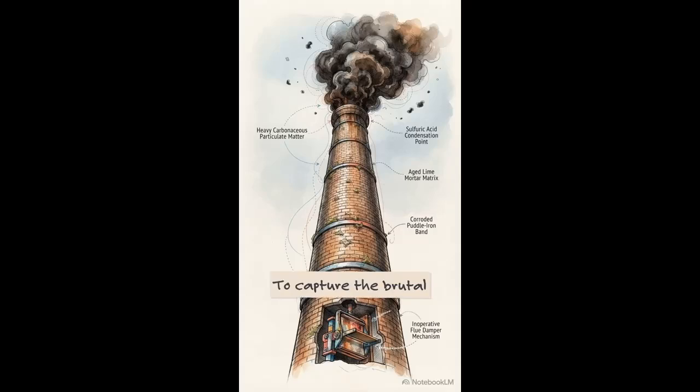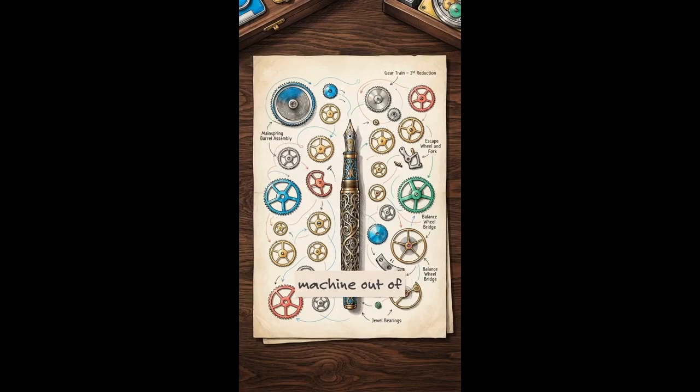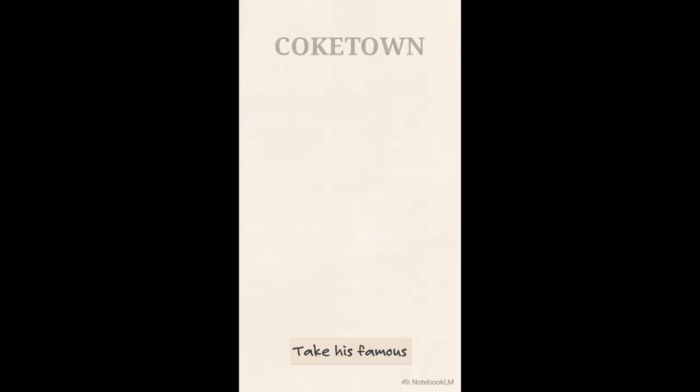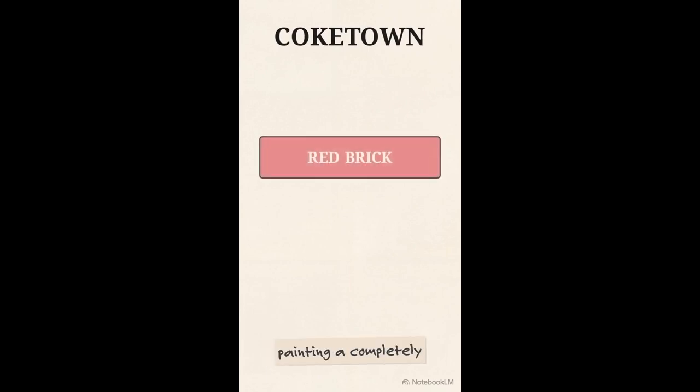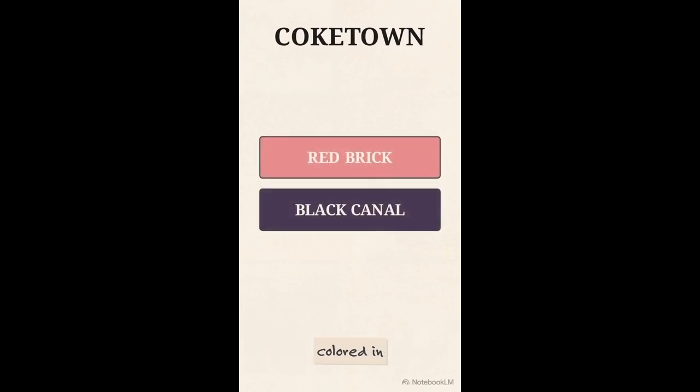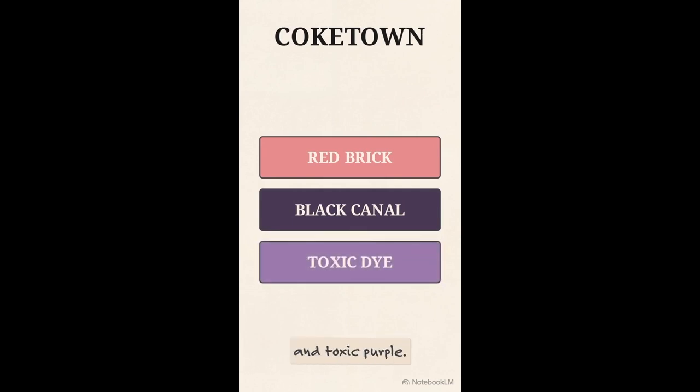To capture the brutal reality of the Industrial Revolution, Charles Dickens didn't just describe polluted factories. He built a literal machine out of his words. Take his famous description of Coketown. He starts with a completely static scene, colored and unnatural, red, black, and toxic purple.